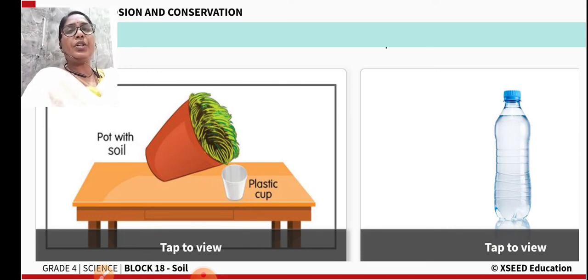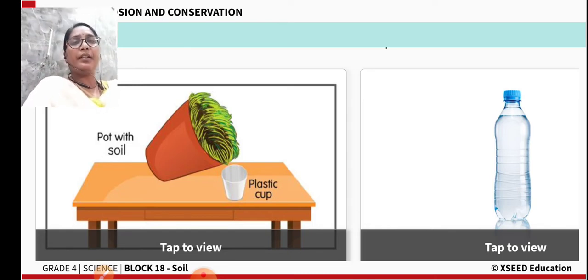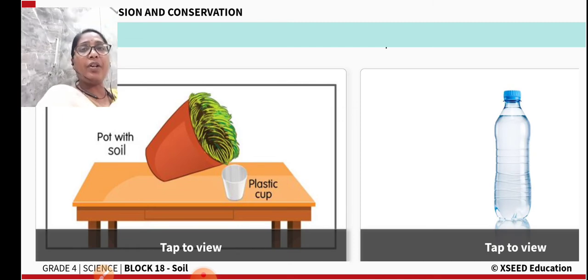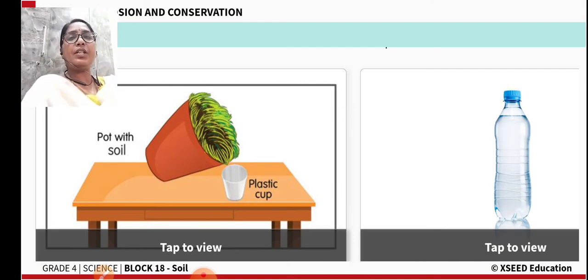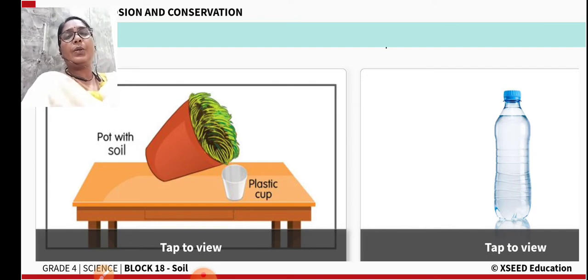So soil erosion occurs by wind, by water, and by deforestation. Deforestation means when we cut many trees, so there won't be trees to hold the topsoil. That is also one of the causes for soil erosion. Yes.